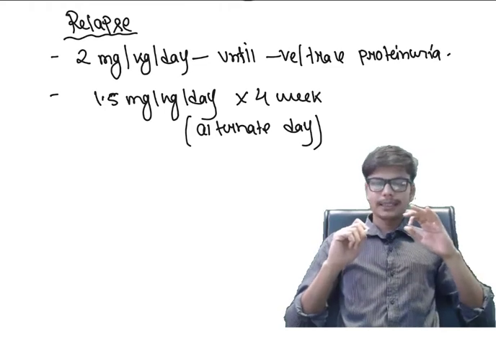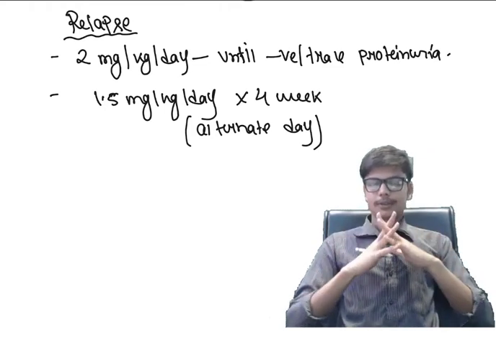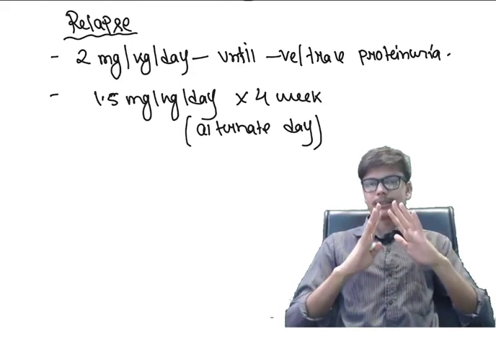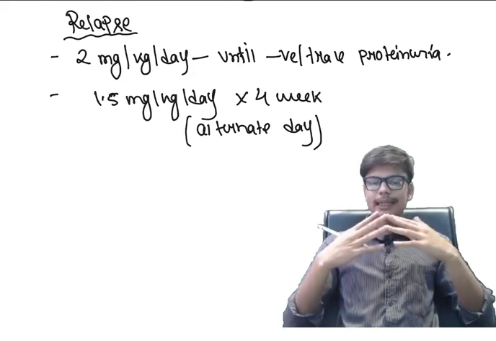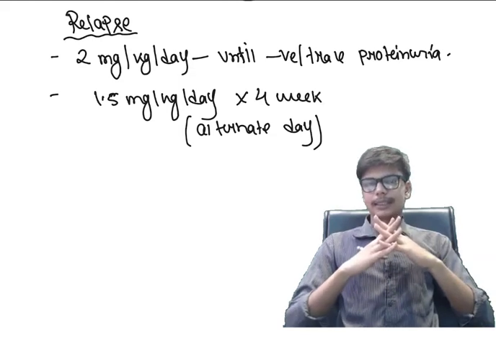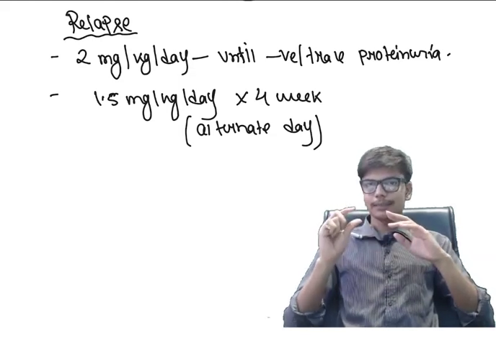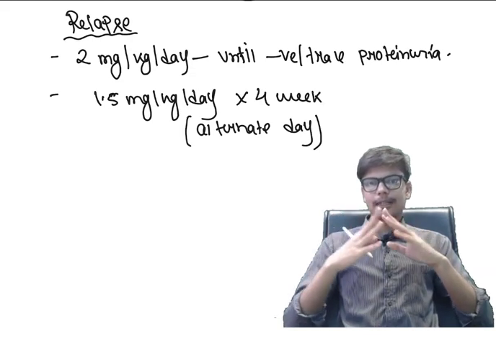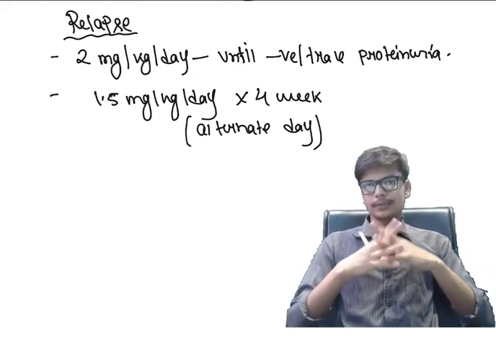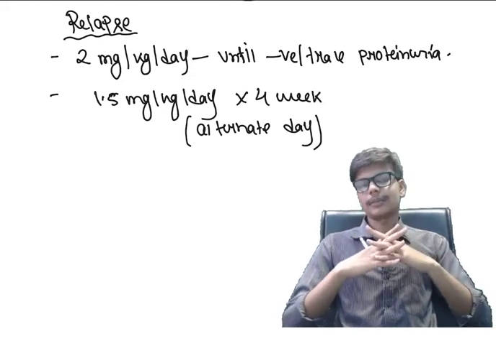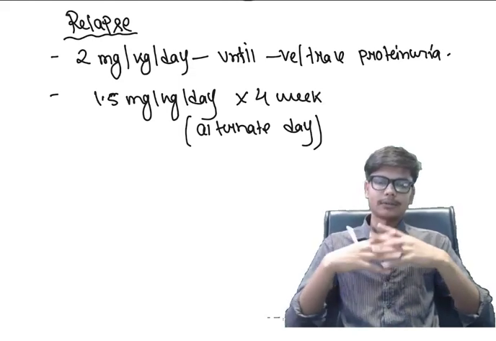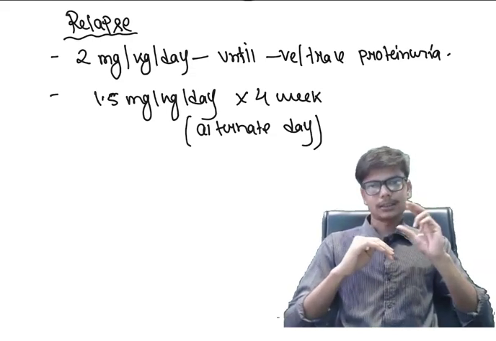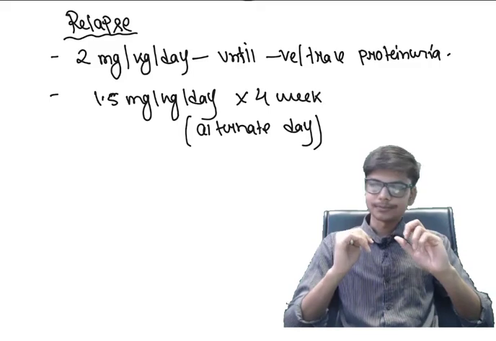So this is basically the treatment of relapse. When the patient of nephrotic syndrome relapses, we have to start him on the steroid once again with 2 mg per kg per day until her urinary protein becomes nil or trace, and after that we have to give a lower dosage of steroid, that is 1.5 mg per kg per day for another 4 weeks. And once we know the pattern of the relapse, we can adjust the dose of the steroid accordingly.